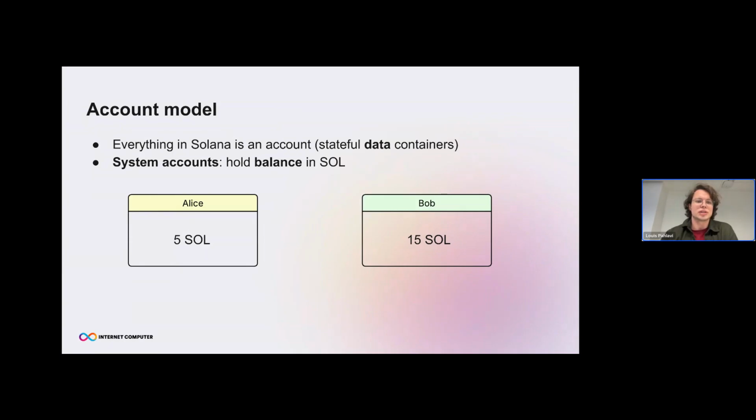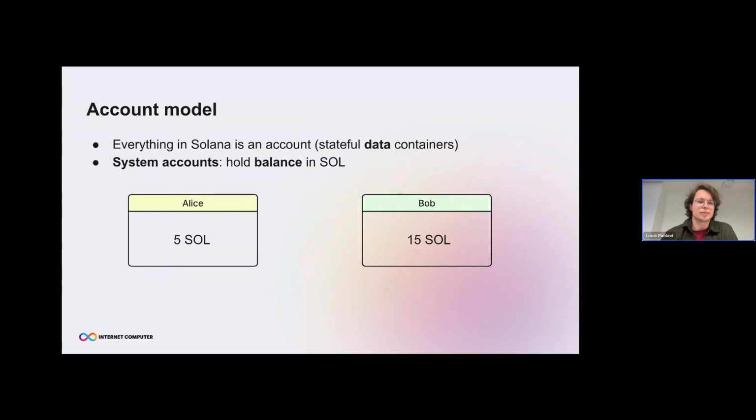By account, we mean it's a stateful data container. And the simplest type of accounts are system accounts that essentially just hold a balance in Sol. If you recall, Sol is the native currency of Solana. And so, for example, we can consider a very basic example here where we have two accounts. We have Alice's account and Bob's account. Alice has 5 Sol and Bob 15.